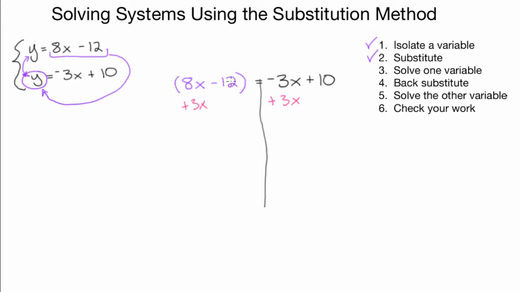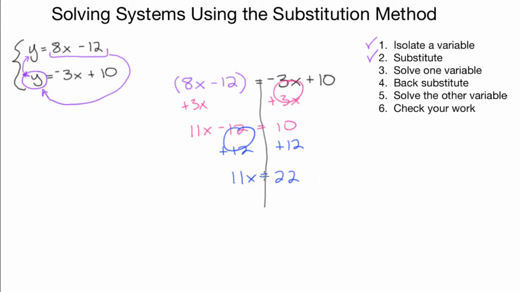I can take these parentheses out because there's nothing multiplying in front. So I have 8x plus 3x gives me 11x minus 12 equals, these go to 0, so it just equals 10. All right, my next step, I want to get x by itself, so let's move the 12 over. The opposite of subtracting 12 is to add 12. That goes to 0, so now we've got 11x equals 22.